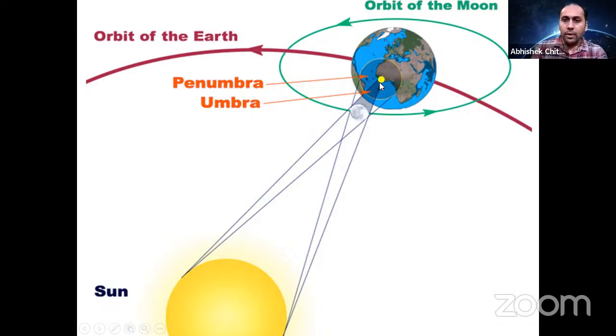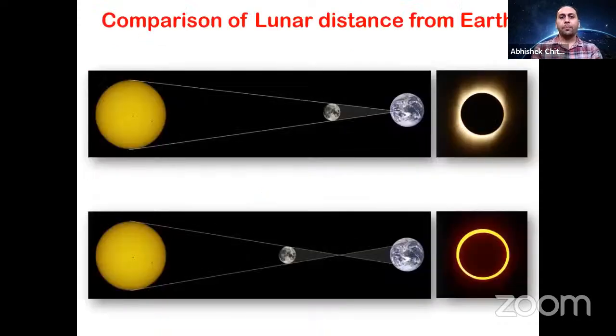So if an observer is present in the umbra region, he can observe a total solar eclipse, and if he is present in the penumbral region, he can see a partial solar eclipse. So I repeat, whenever the moon passes in front of Earth, and suppose it is exactly in between Earth and Sun, you can see the dance of shadow on the surface of Earth, which is nothing but an eclipse.